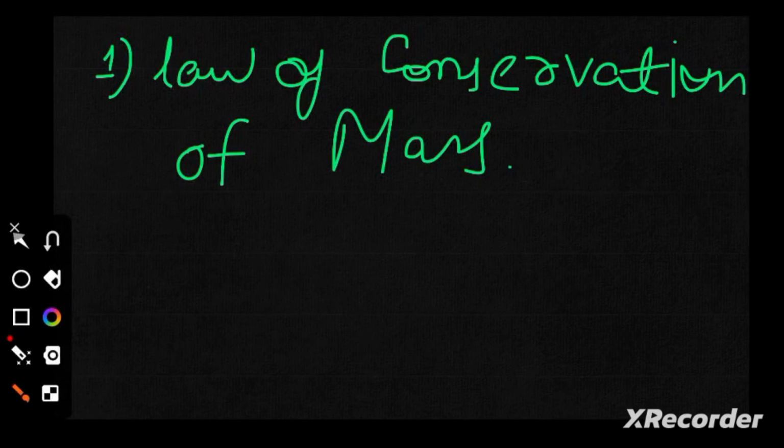Today we are going to talk about laws of chemical compounds. First one is the law of conservation of mass. It states that matter can neither be created nor be destroyed. Okay? Matter can neither be created nor be destroyed.